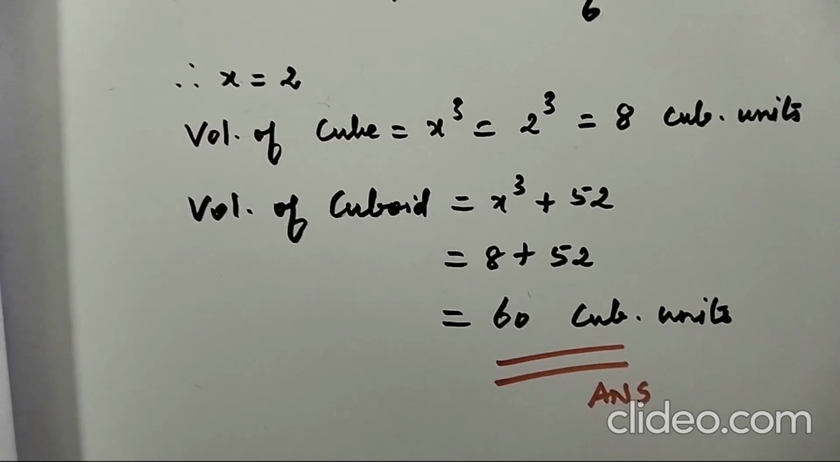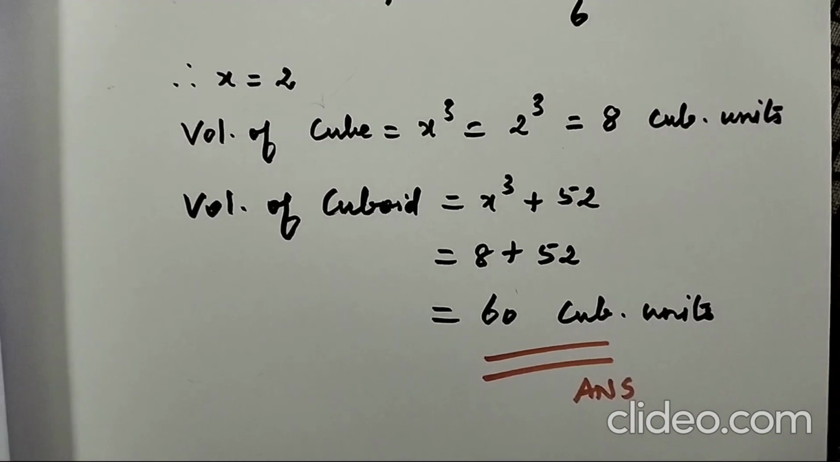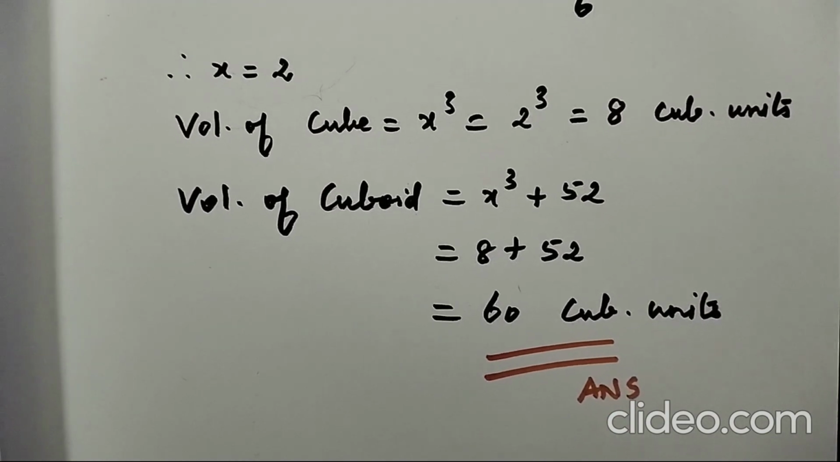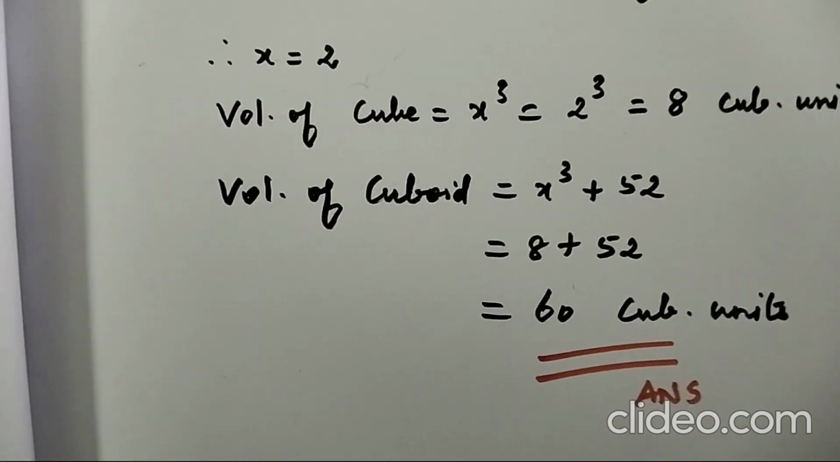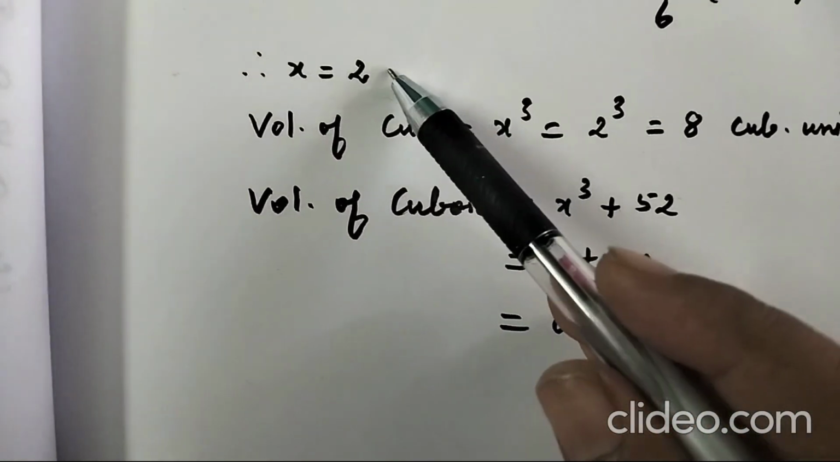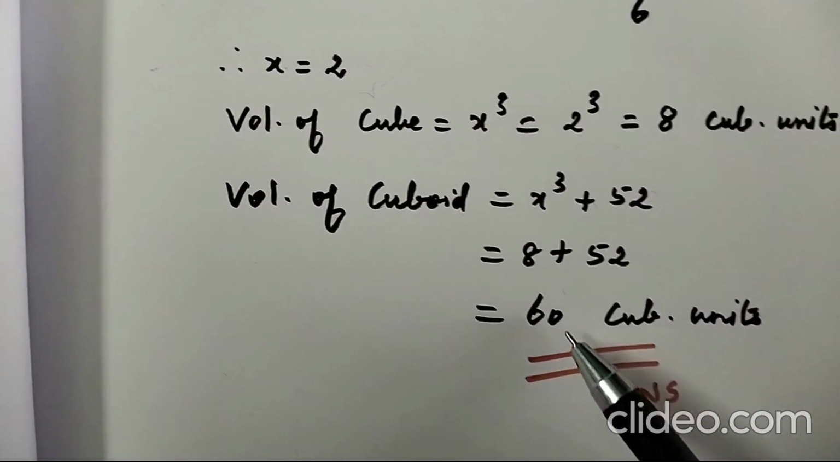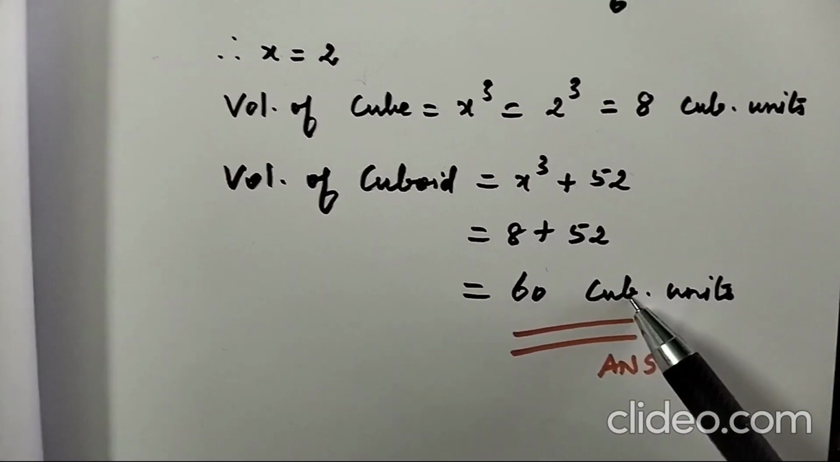As per the second given data in the question, what is the volume of the cuboid? It is equal to volume of cube plus 52. Therefore, x cube plus 52. So, x is 2. Therefore, 2 cube is 8. 8 plus 52, that is nothing but 60 cubic units.